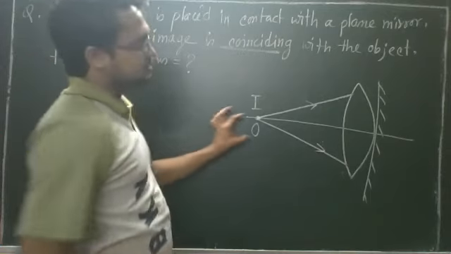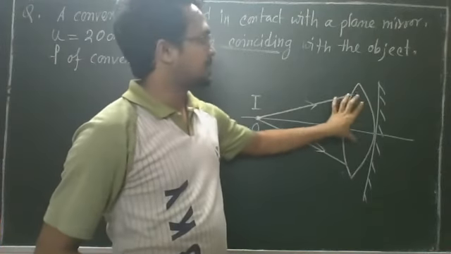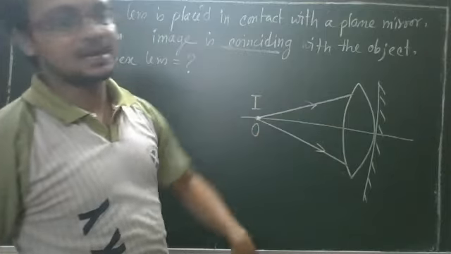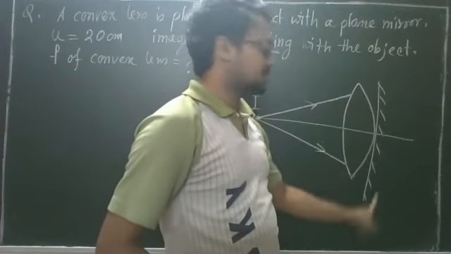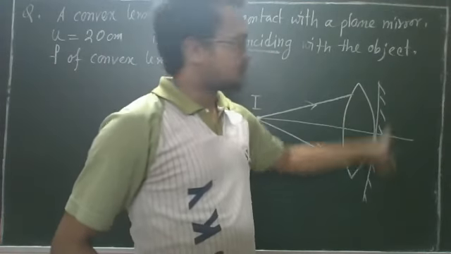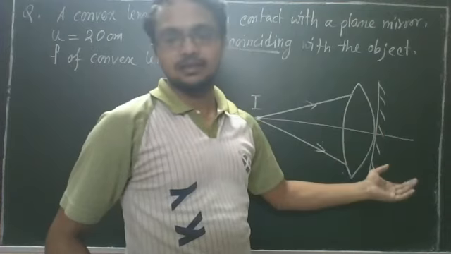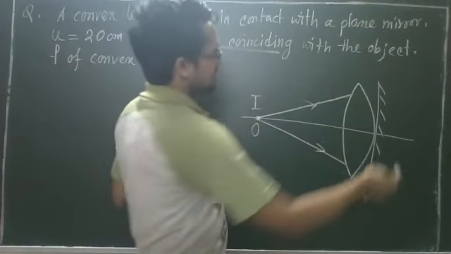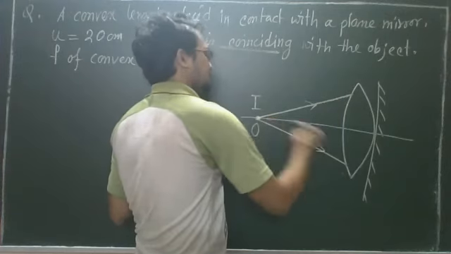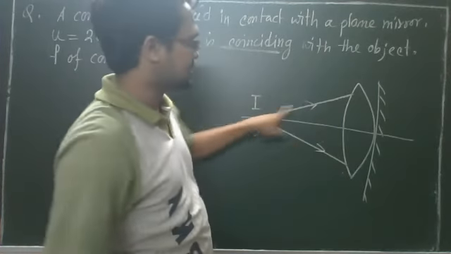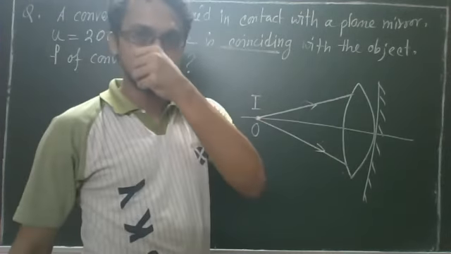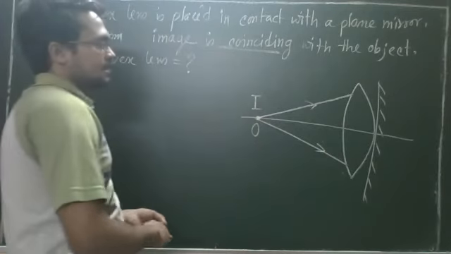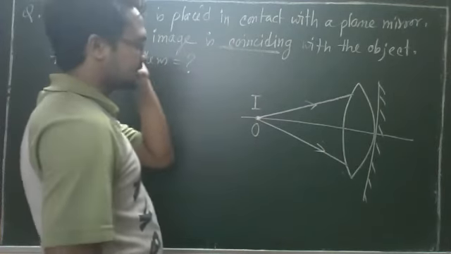That means rays are going in this way. They will refract through this lens, convex lens. After refracting, the ray will incident on the plane mirror. From plane mirror, the light will reflect. After reflecting, the light will come back to the same path. That means the principle of reversibility. The direction will reverse, so that object and image will coincide.